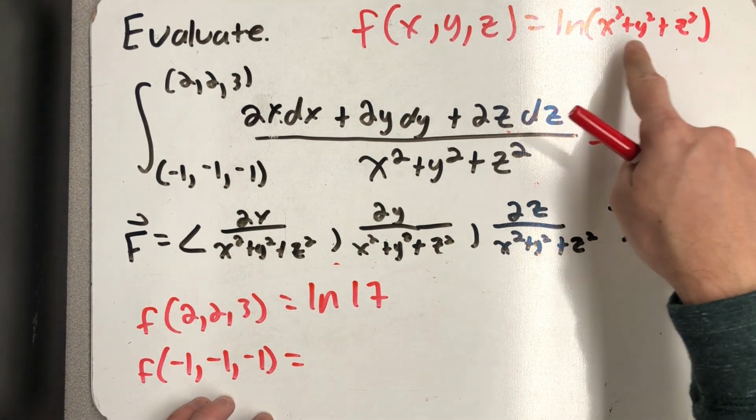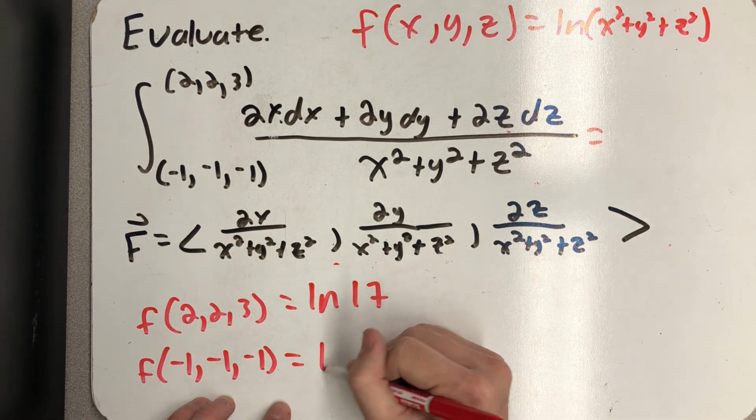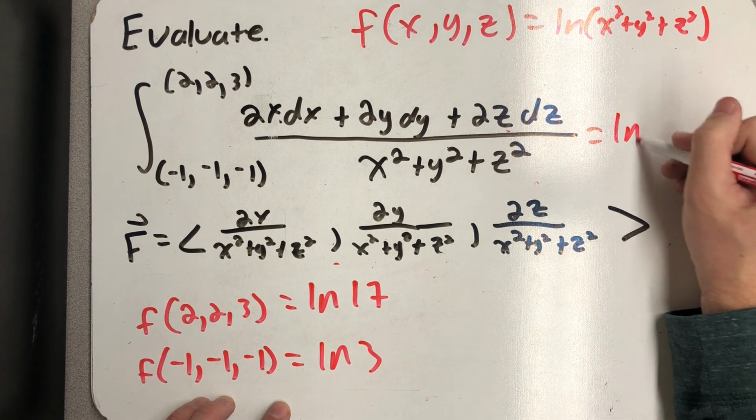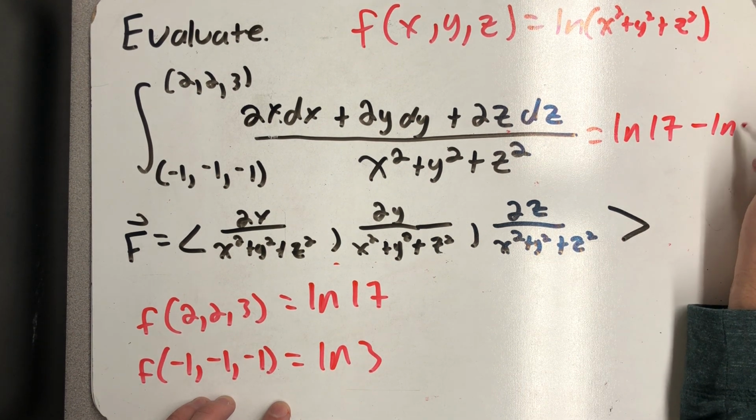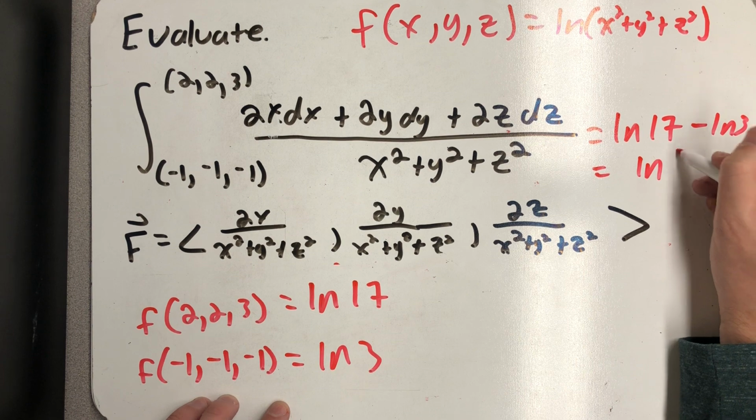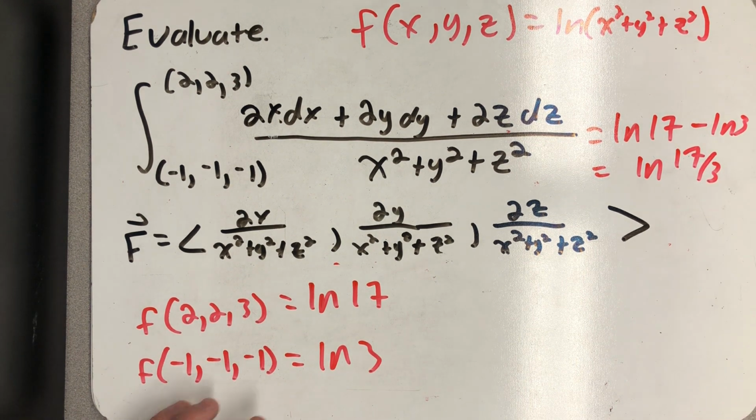And here I have 1 plus 1 plus 1. Well, that'd be the natural log of 3. So I have the natural log of 17 minus the natural log of 3. And if I wanted to, through properties of the natural logarithm, I could write that as the natural log of 17 thirds.